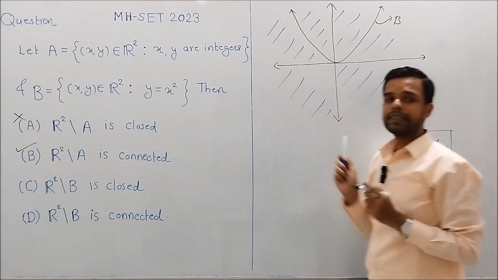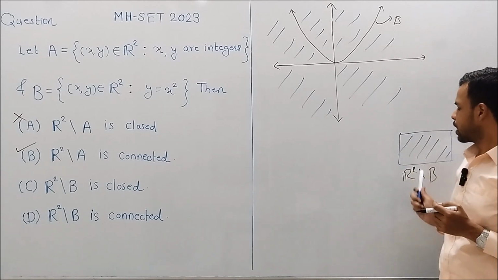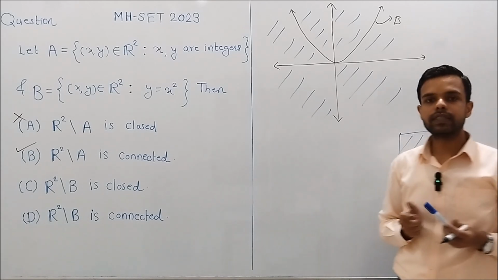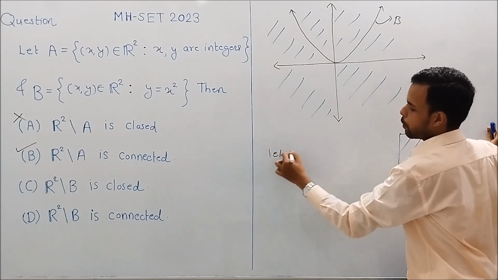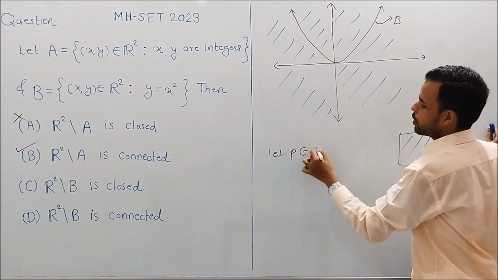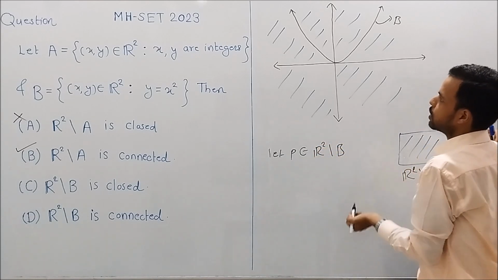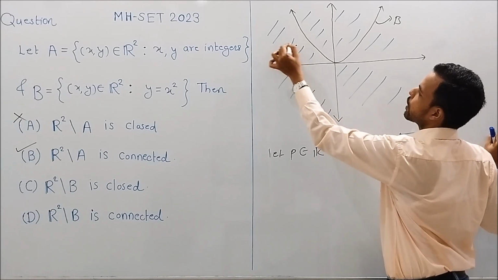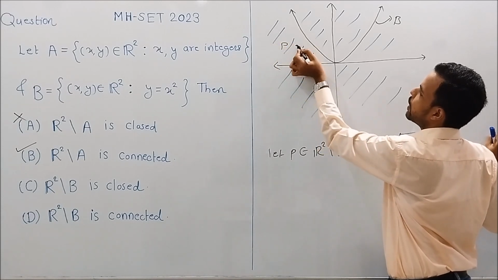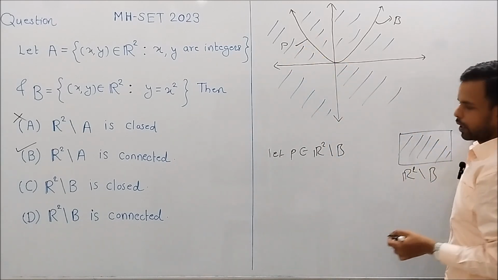Now, is this shaded portion, that is R2 minus B, closed? No. We can easily show that this shaded portion, R2 minus B, is an open subset of R2. To see it, let P be any point in R2 minus B. Say P is the point here. And let epsilon be the distance of P to the nearest point of B.